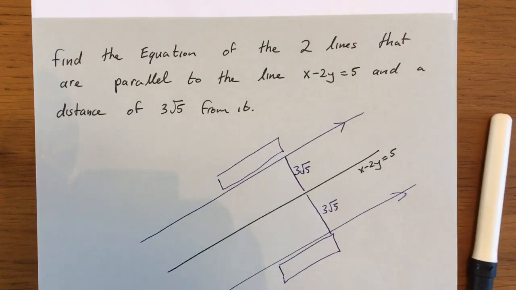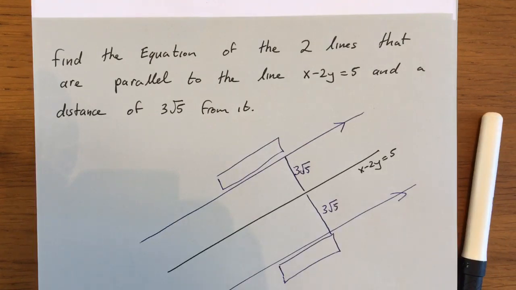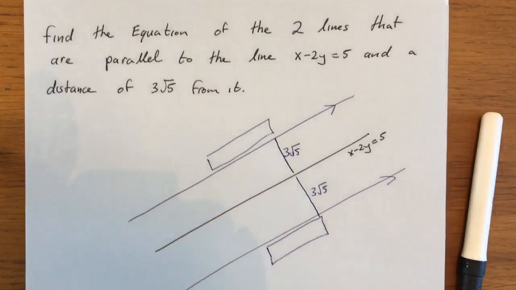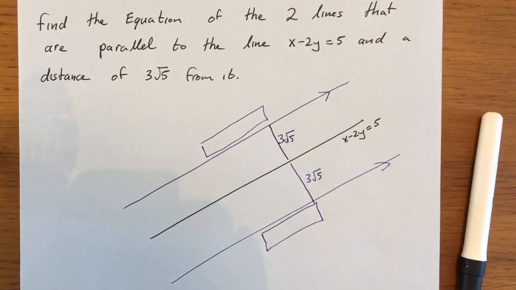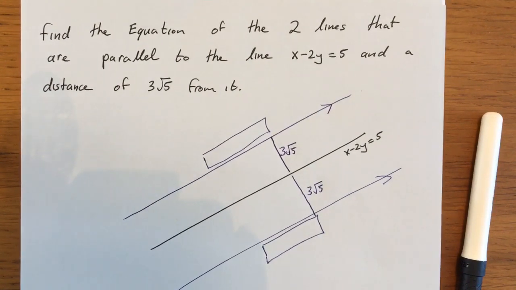All right, find the equation of the two lines that are parallel to the line x minus 2y is equal to 5 and a distance of 3 root 5 from it. So I just gave you a hand there by drawing a diagram. Okay, I want you to try that question yourself. Okay, and then I will put up the solution later on Google Classroom as well.